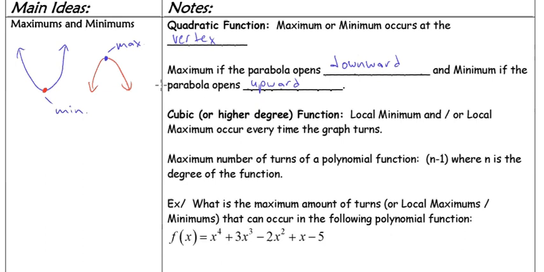Now cubics, they're going to be able to turn more than just the one time. And so cubics, or a higher degree function, will have local minimums or local maximums that occur every time the graph turns. For example, you may have a cubic function that looks something like this, and you'll have a local maximum right here. It's the maximum in this local area right here. And then over here we've got a local minimum.